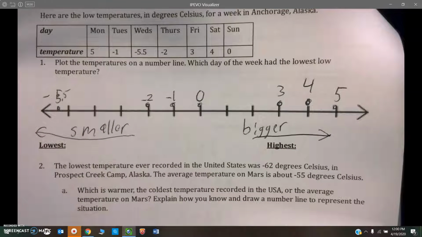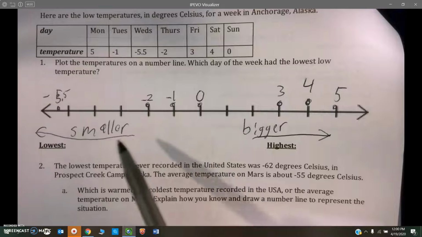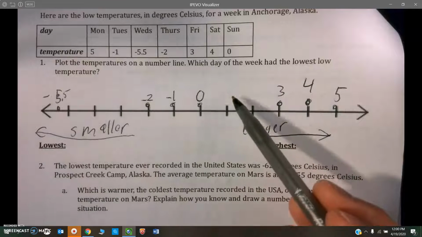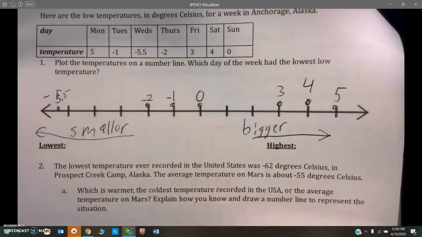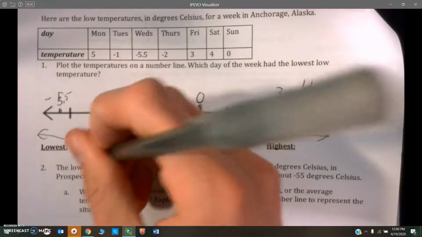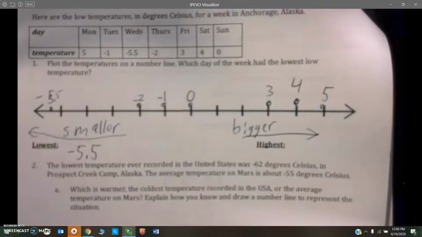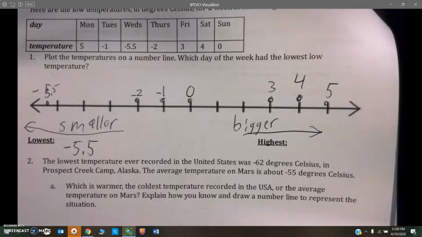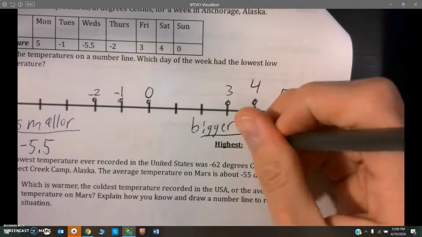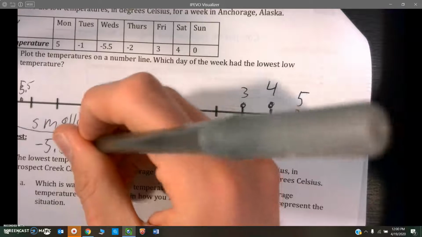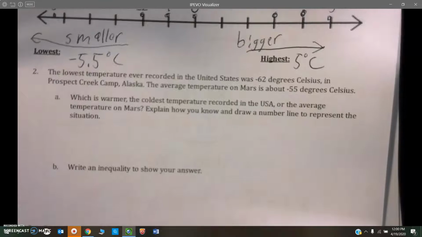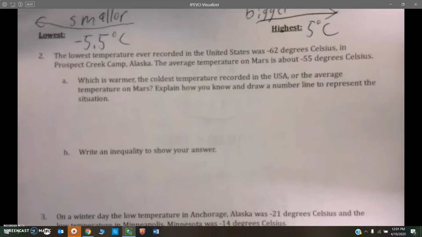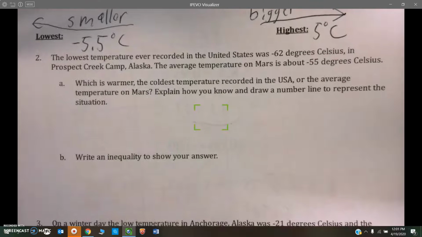Okay, and so the lowest number, if we're thinking that numbers get smaller as they go to the left, then -2 is smaller than -1, and -5 and 5/10 is the lowest temperature. That is the coldest temperature it can be. And if numbers always get larger to the right, then 5 degrees, I should have degrees Celsius, would be the highest temperature.